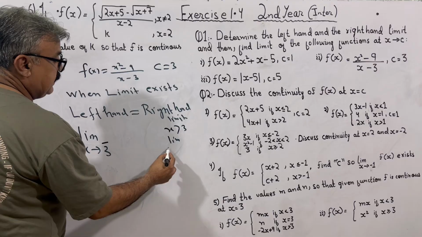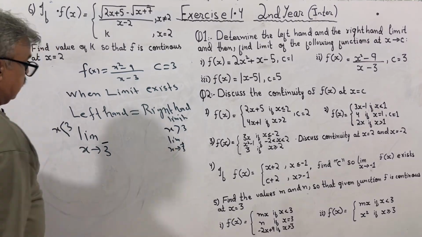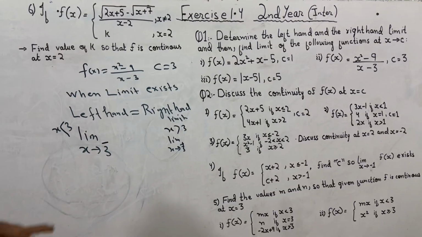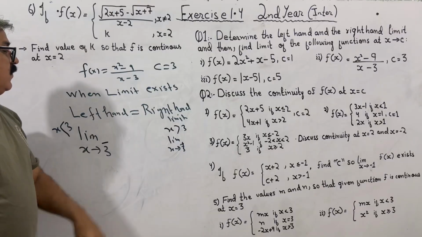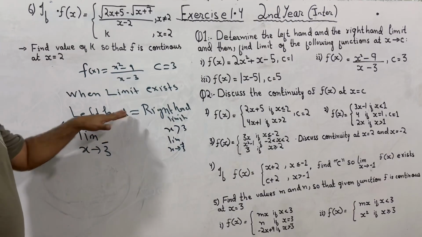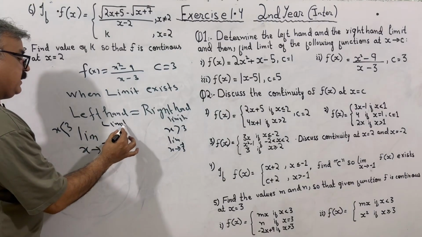We write limit x tends to 3. We are approaching 3 from the positive side. If both these values are equal, then the limit exists. For existence of the limit, left hand limit is equal to right hand limit.